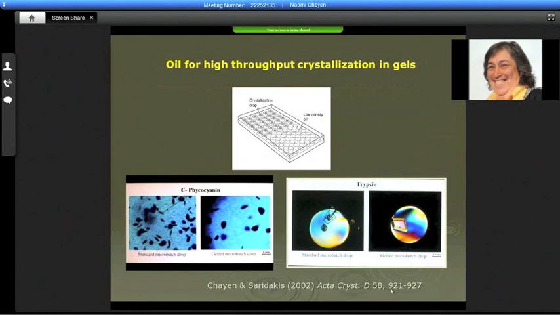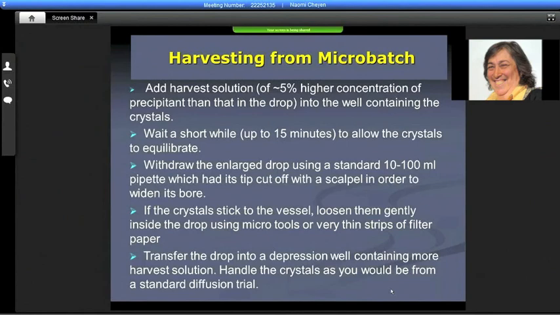Again, either high throughput or even manually under the oil is much quicker than doing it in capillaries and that sort of thing. Now, the big question that always comes whenever I speak of microbatch is people say, how do we harvest? How do we get the crystals out of there? They're sitting in the oil, can we get them? So it's really quite an easy procedure.